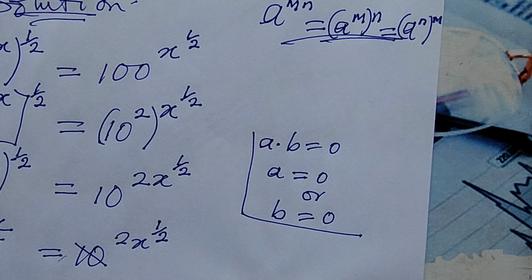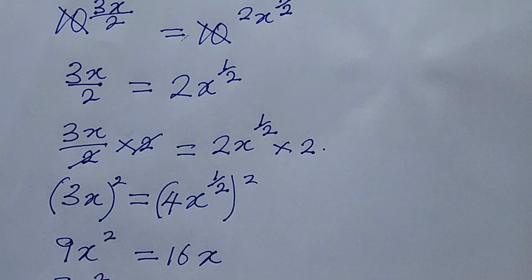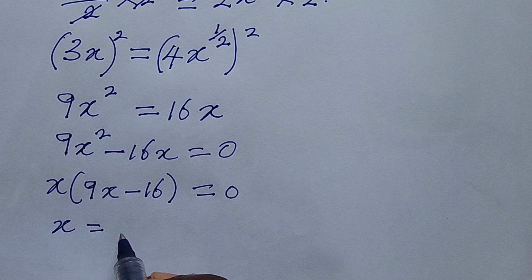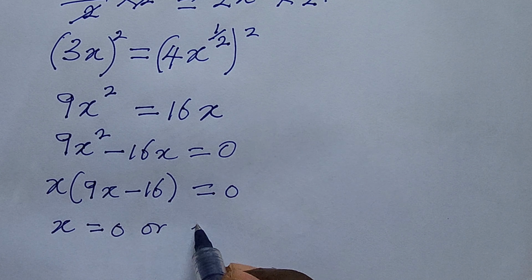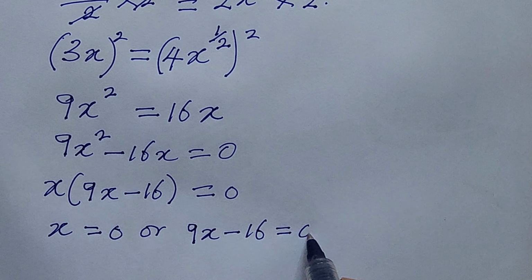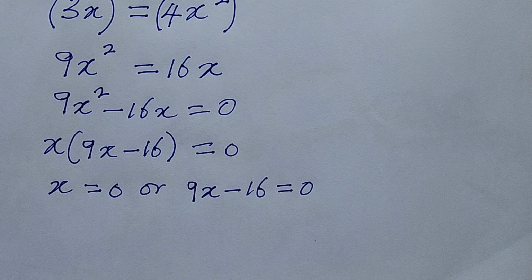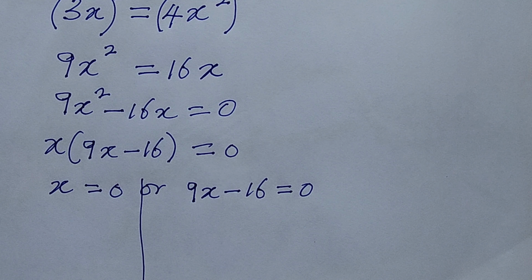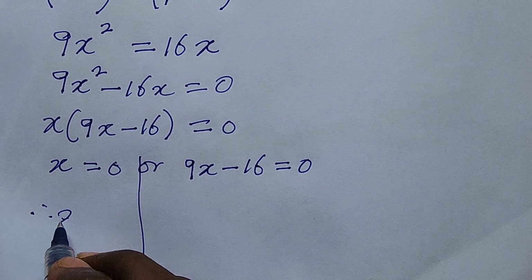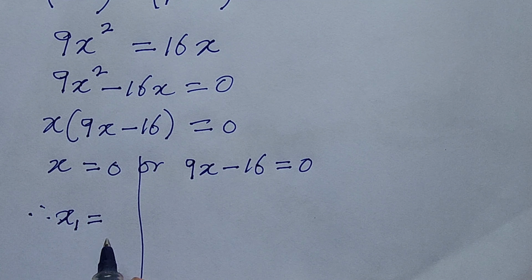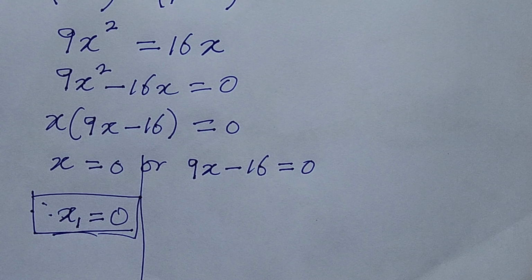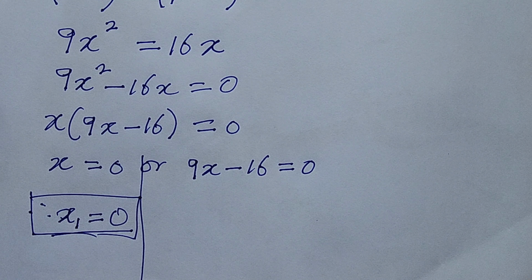So if we consider this rule, then from here we're going to have our first case. x will now be equal to 0 or 9x minus 16 is equal to 0. So let's separate this out here. From here, we have the first solution, x1 is equal to 0. This is the first root to this radical equation.